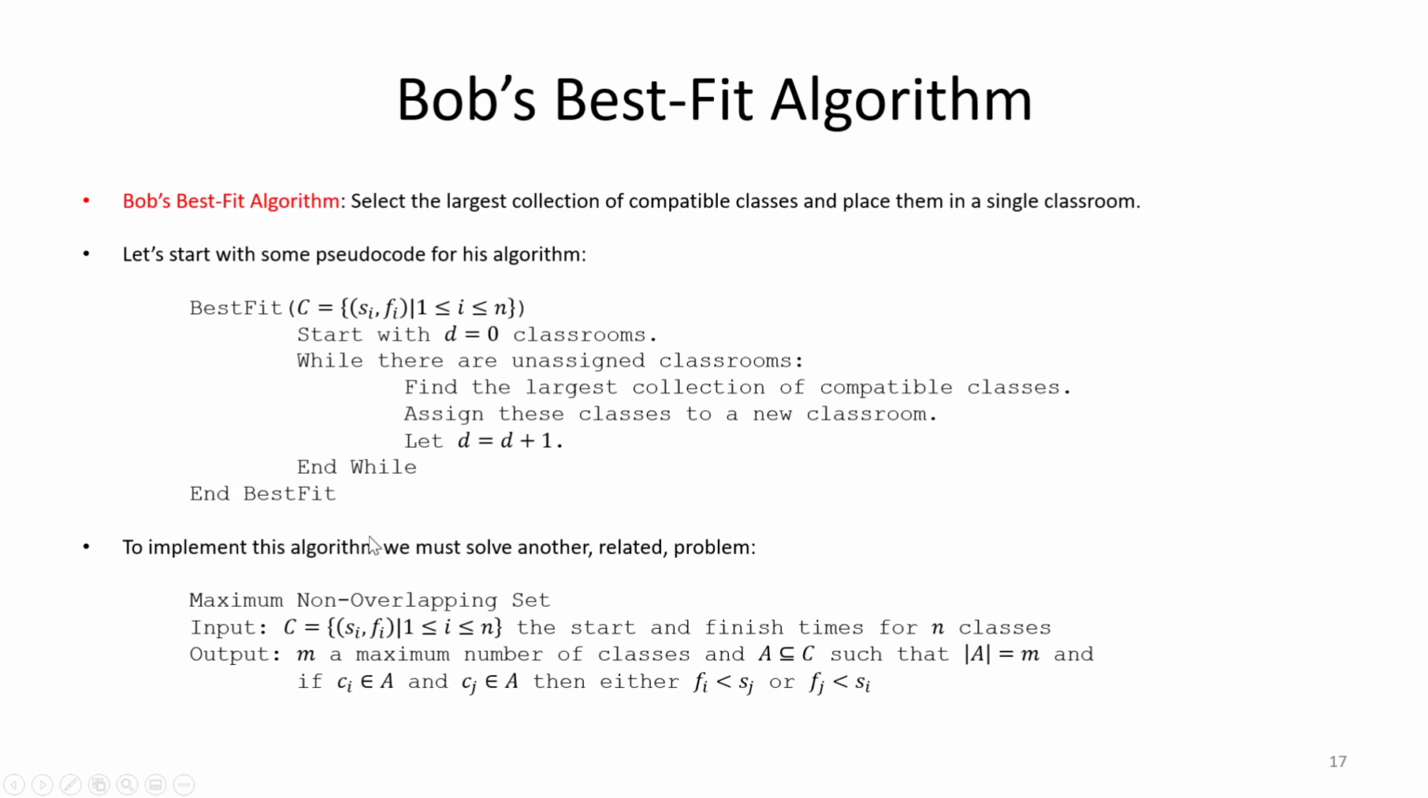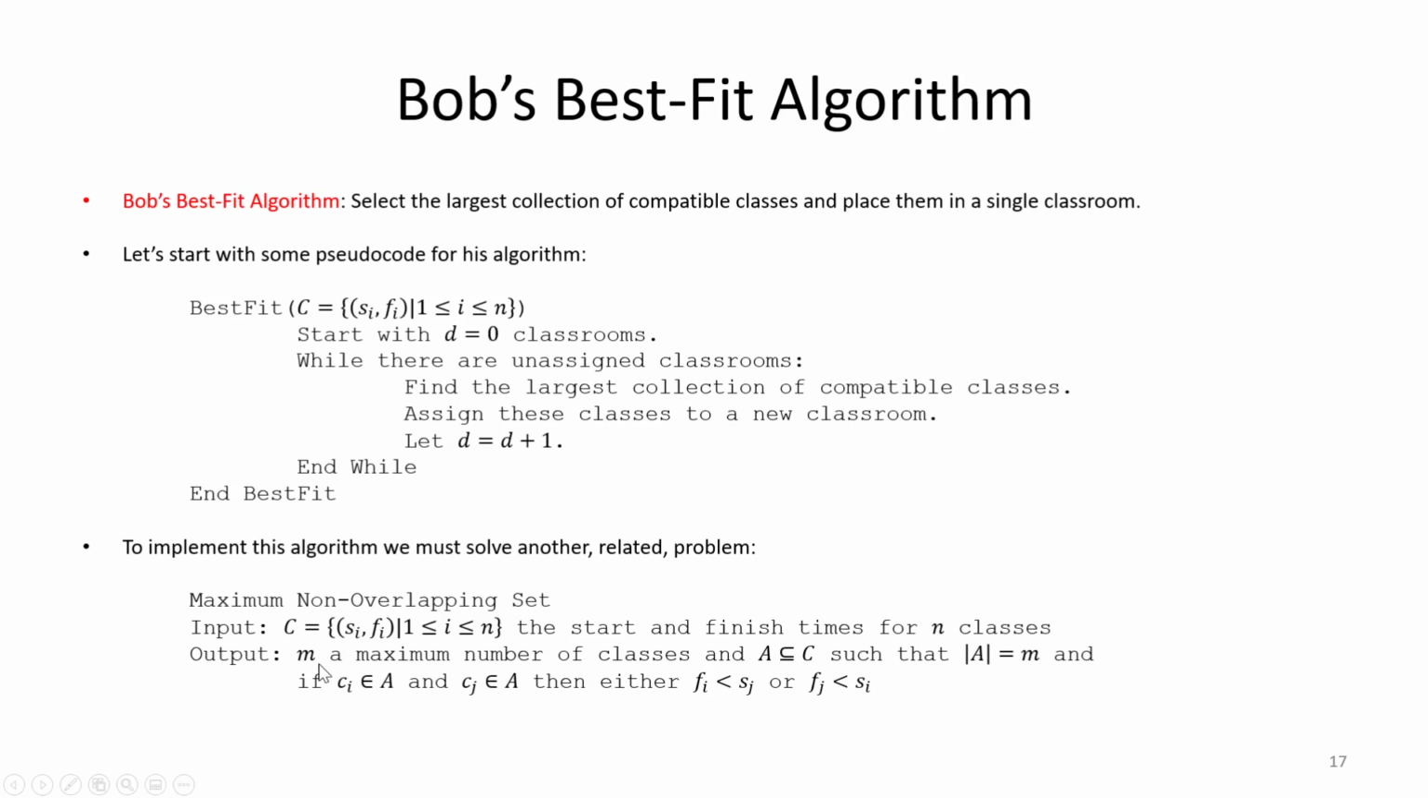So this problem, as I've got stated here, is going to have the same input that we had for the scheduling problem. Just a set of classes, start and finish times for n classes. And then the output is different. Of course, it's a different problem. In the scheduling problem, we're trying to minimize classrooms. Well, now we're going to try and maximize classes.